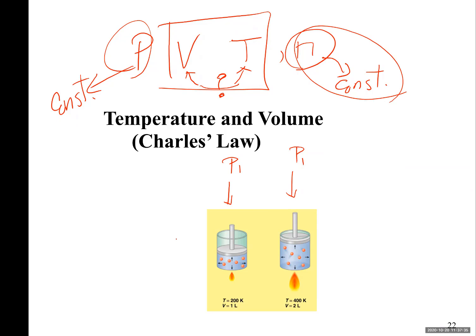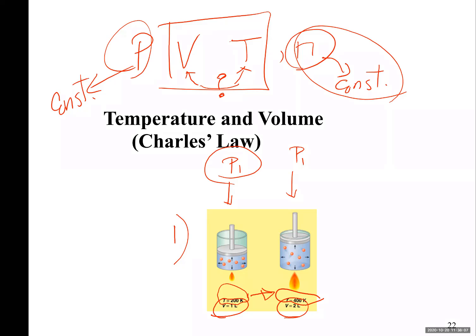We start with experiment number 1 at the temperature of 200 Kelvin. In this chapter, temperature is always in Kelvin. At a given pressure of P1, the volume is 1 liter. I'm going to double the temperature from 200 to 400. I'm increasing the temperature, keeping the pressure constant. See what is happening to volume?